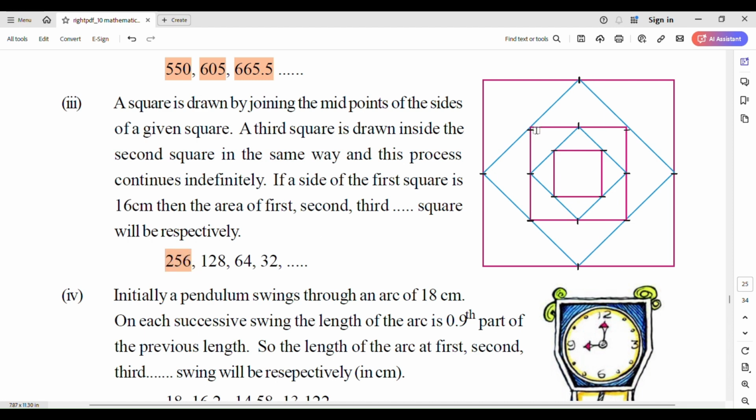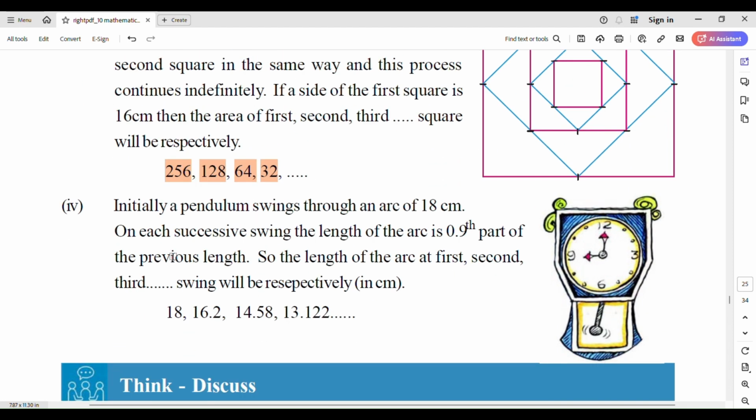And what will be this length? Obviously you will apply Pythagoras theorem, right? So 8, 8. So this will be 8 root 2, correct? So 8 root 2 into 8 root 2, 64 into 2, which is 128. And this will be again 4 root 2 into 4 root 2, that is 64. So each square area will be basically 1 by 2 of the previous one. So 1 by 2 is the common ratio here. So this is in geometric progression.